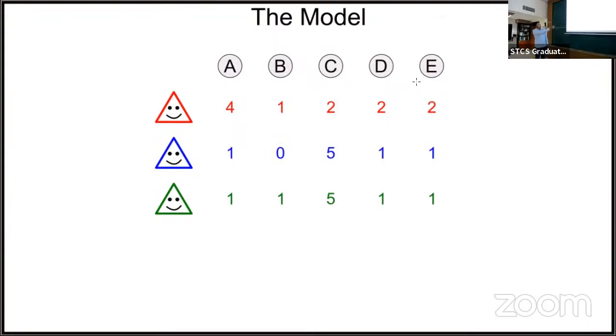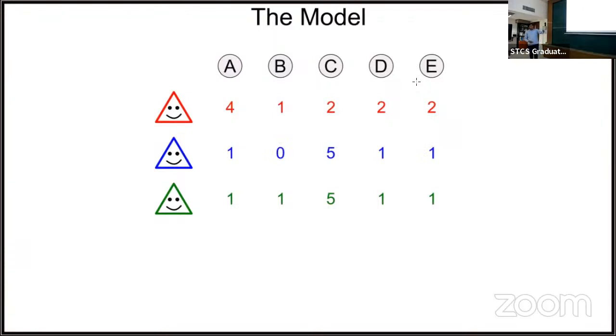So we are given a bunch of agents given by these happy triangles and a bunch of discrete items given by these circles A, B, C, D, and E. And these numbers here denote how much happiness each agent derives when it gets that item. For example, you look at this number here. This means that if you give the blue agent item C, it gets 5 units of happiness, and typically the more the better. Similarly, item B is worthless for the blue agent, and so on.